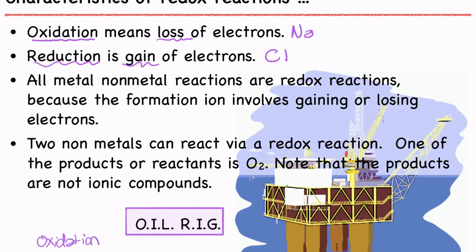All metal elements are neutral. Metals are charged when they are part of ionic compounds. Therefore, any reaction involving a metal element is a redox reaction. Additionally, any reaction involving molecular oxygen is a redox reaction.